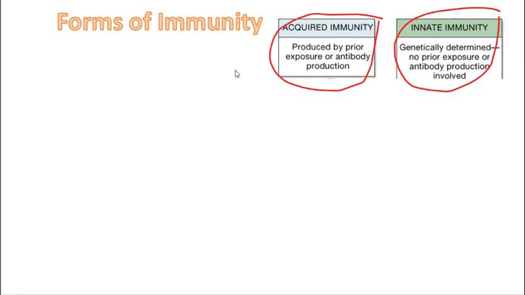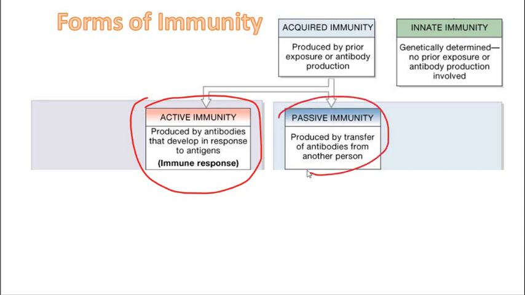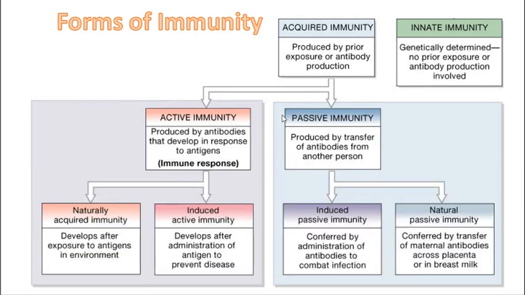Acquired is the one that you get. Acquired could be either active or passive. Active means that your body actively fights the infection, fights the pathogen, and produces some kind of immunity. Passive means that the body doesn't fight it. It was given to you, so passively you receive it. Both active and passive could be either induced or natural.